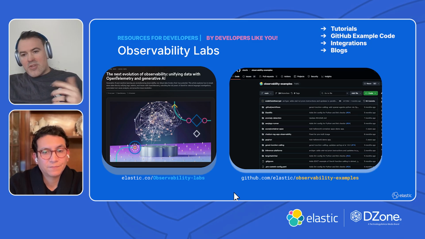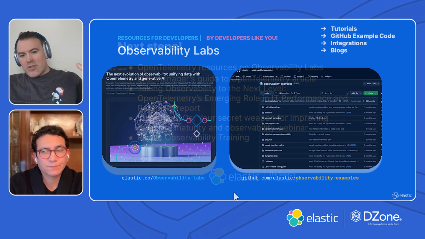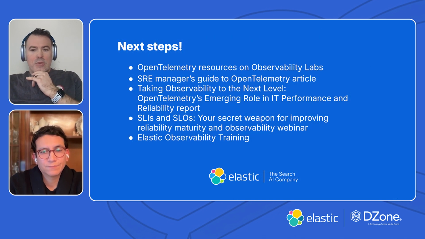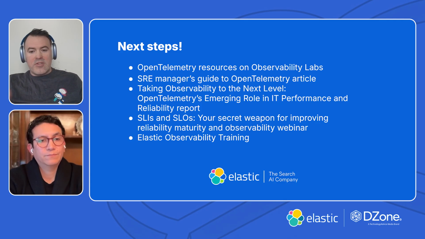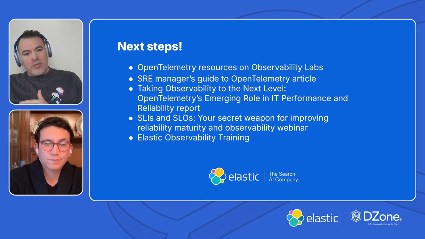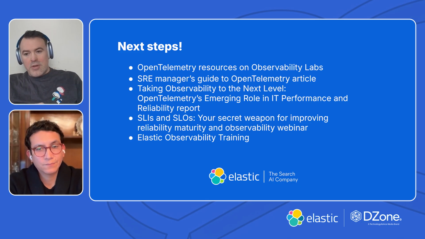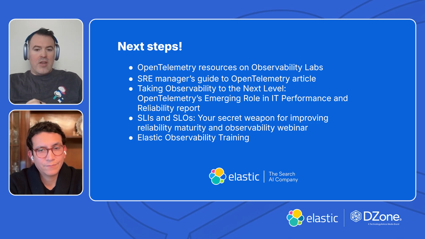So for next steps, as I said, check out the resources on Observability Labs. We also have the SRE Manager's Guide to OpenTelemetry, which is worth checking out. There's an OpenTelemetry reliability report. We talked about some of the results of that. You can go and get the full report from the Elastic website. And SLIs and SLOs, another important aspect for improving your reliability maturity, are definitely worth checking out as well.